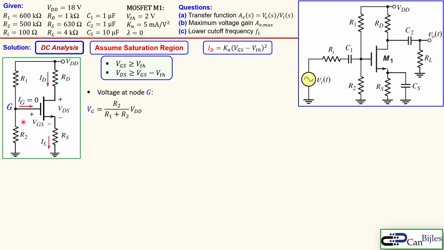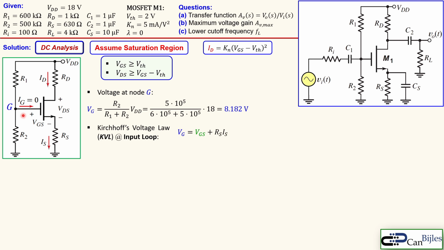So there will be R2 over R1 plus R2 times the VDD. You substitute here the 500 kilo ohms given here, divided by the 600 kilo ohms plus 500 kilo ohms, times the 18 for the VDD, and that will result in 8.182 volts. We can now apply Kirchhoff's voltage law in this loop.